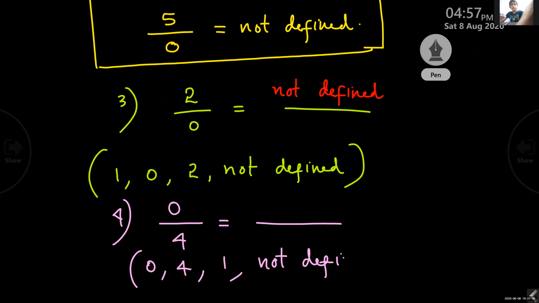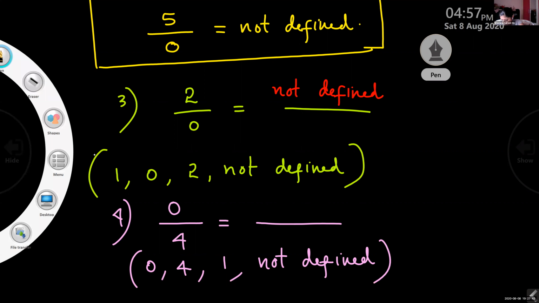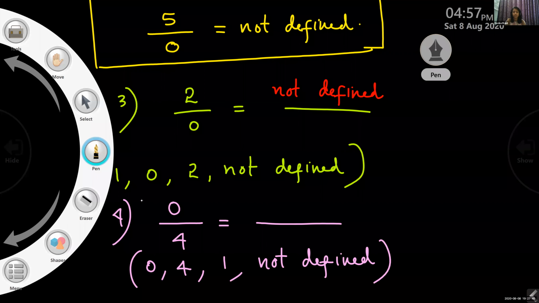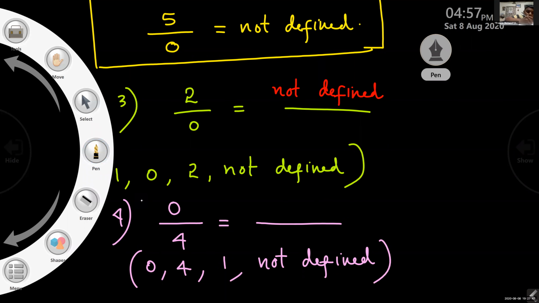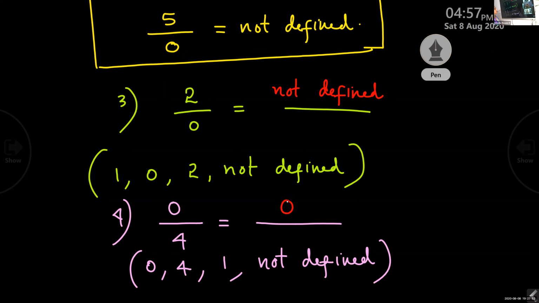Write in the notes: 0 divided by 4. Zero is the answer, ma'am. Yes, very good. 0 is the answer. So we studied four important questions today, isn't it?